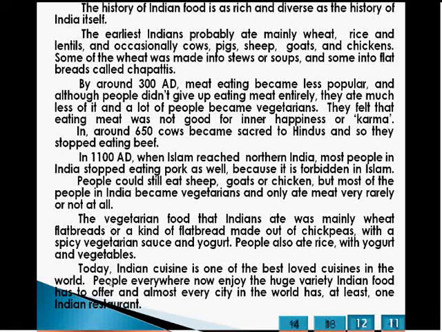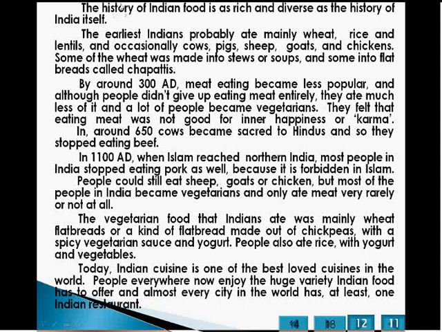Okay, and people everywhere now enjoy the huge variety Indian food has to offer, and almost every city in the world has at least one Indian restaurant. Okay, so let's have a look at the text as a whole.